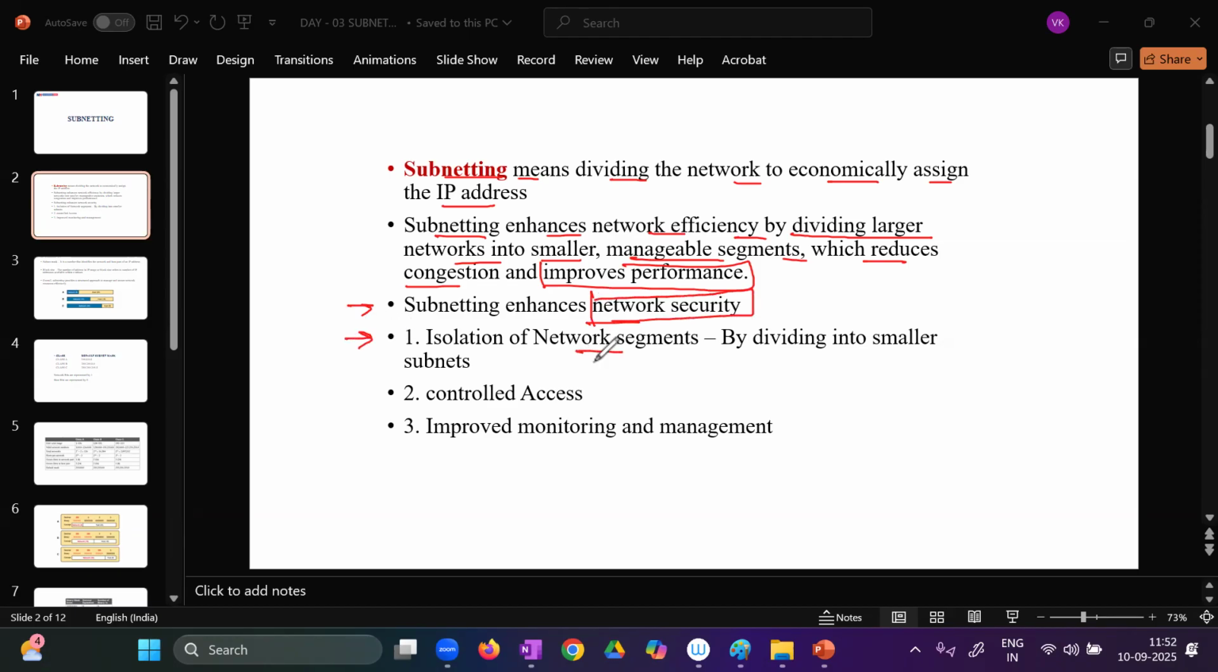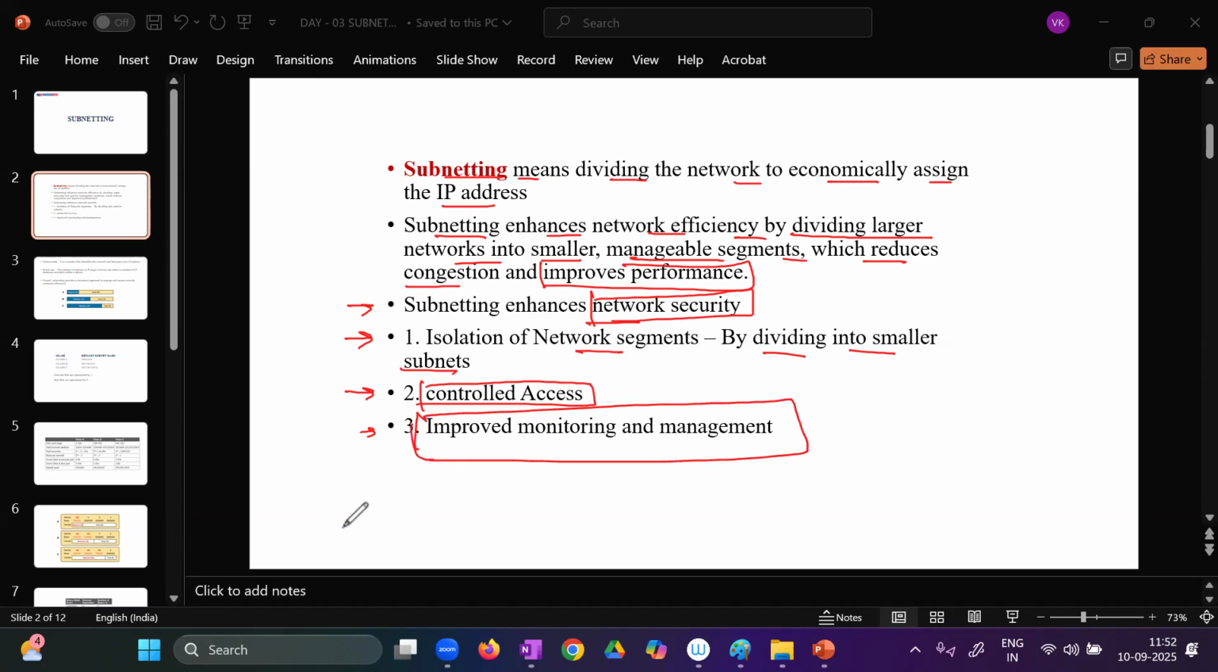So subnetting enhances the network security. First thing is what? Isolation of the network segments by dividing into smaller subnets. It provides you what? Controlled access of the network. Third is what? Improved monitoring and the management of the network.